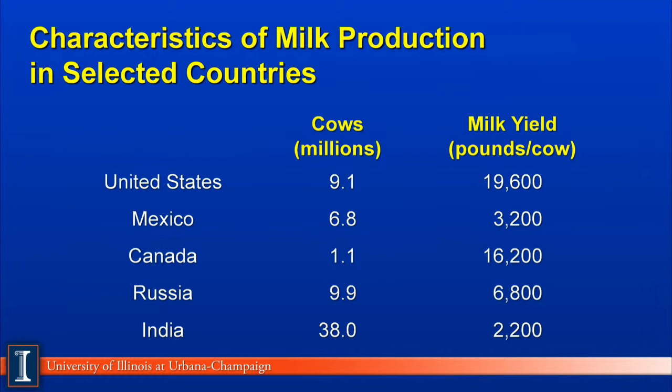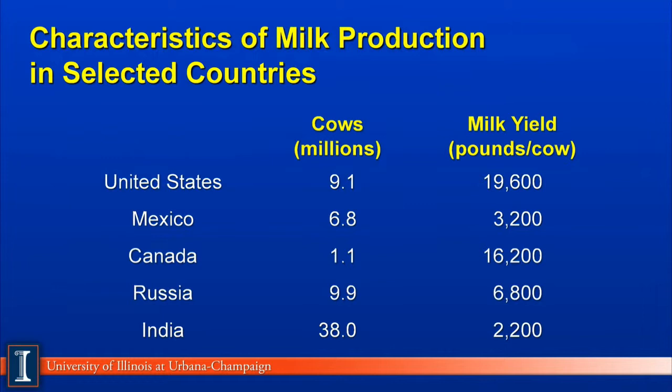If we move south of the border, notice Mexico almost has 60% as many cows as we have, but they're only averaging about 3,200 pounds of milk, and that is because many of their farms are not very intensive. You can see the Canadians compete very effectively here. They have about 1/10 the number of cows we have and produce slightly less milk per cow. And part of that is because they have a quota system which regulates how much milk farmers can produce.